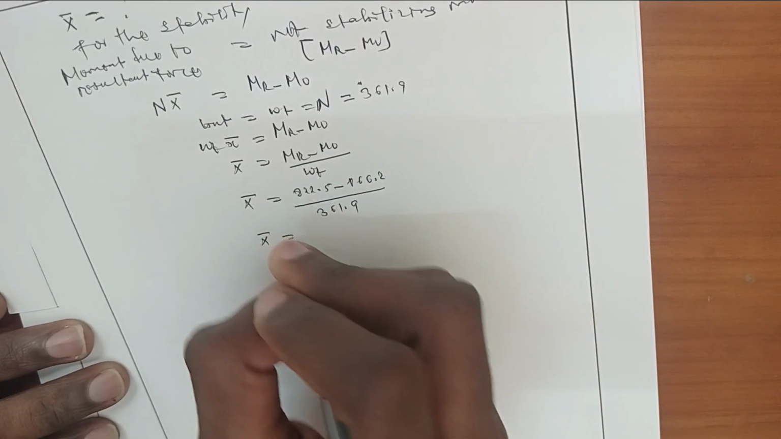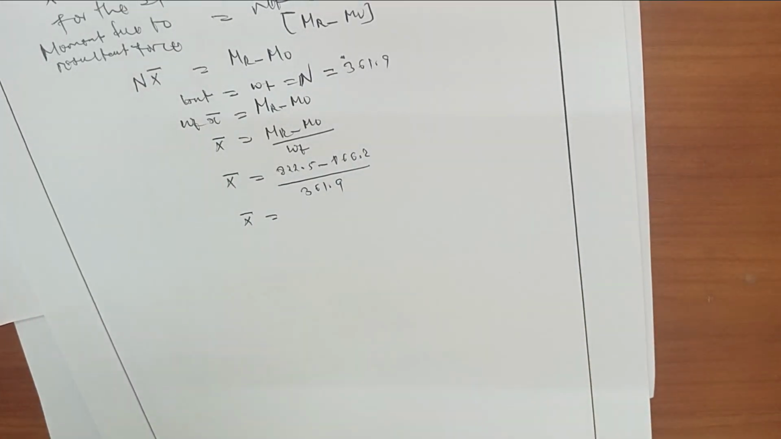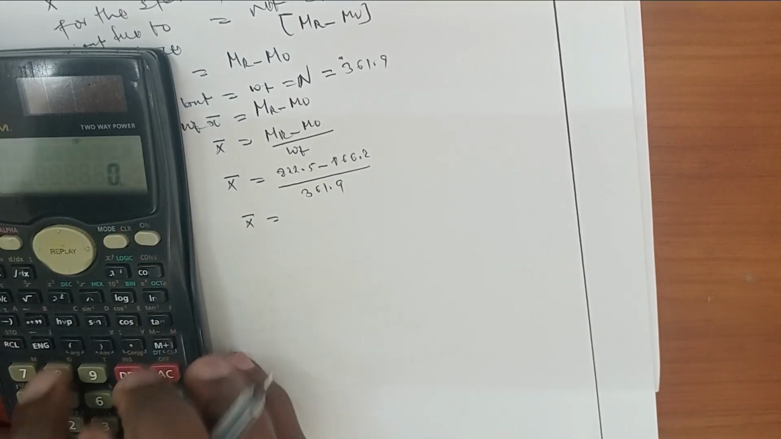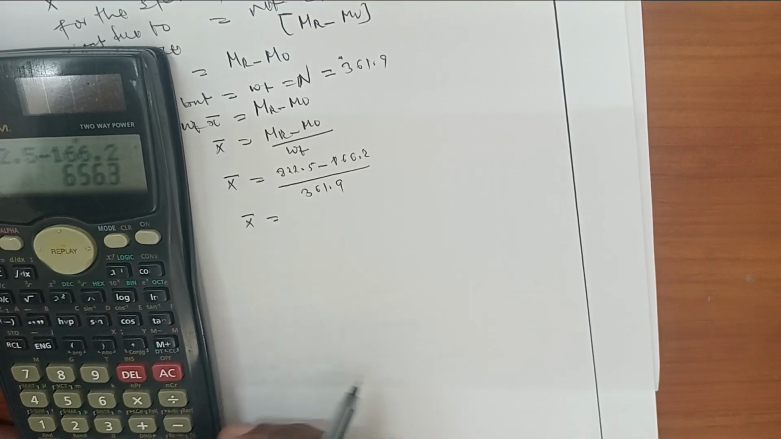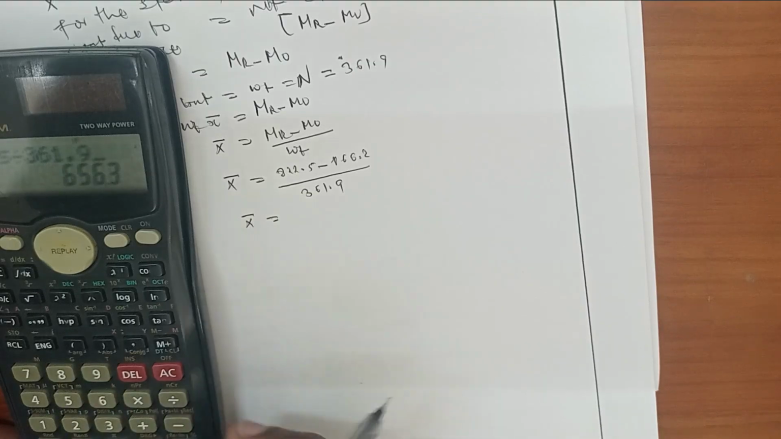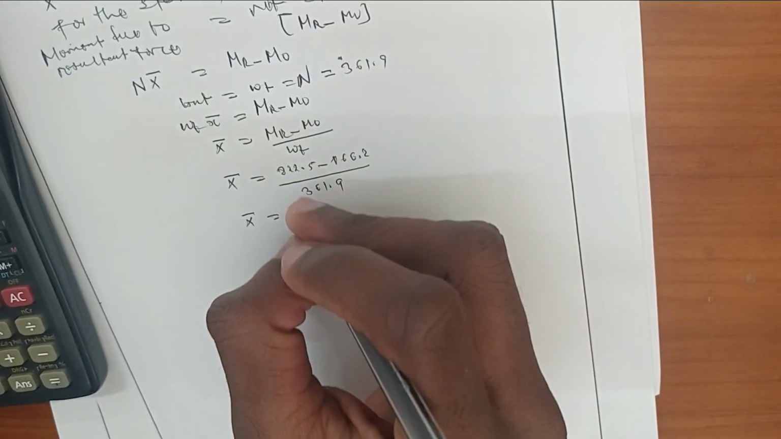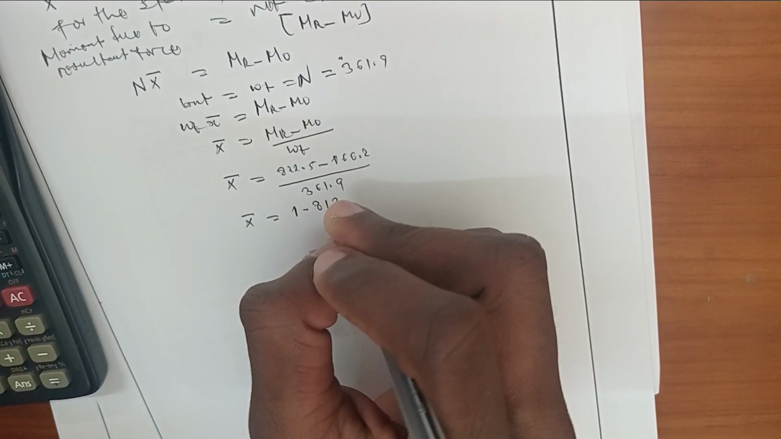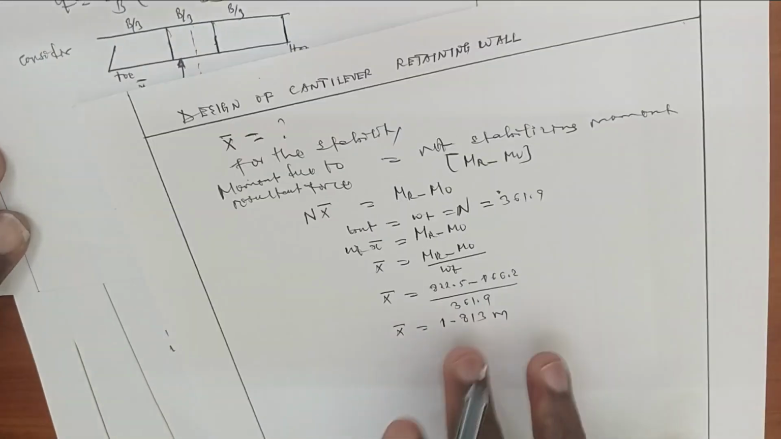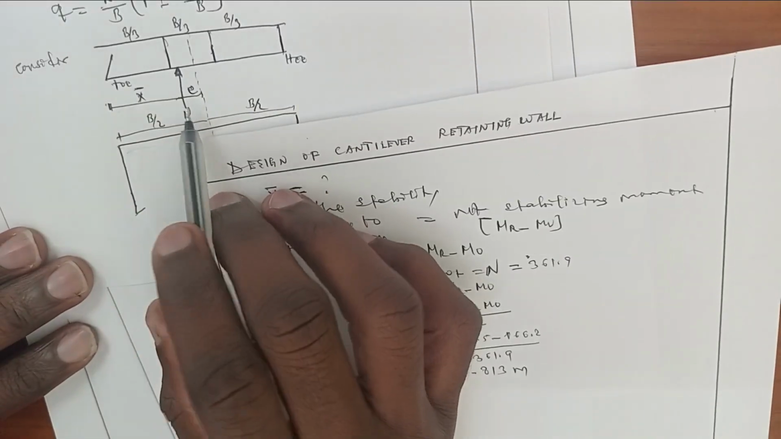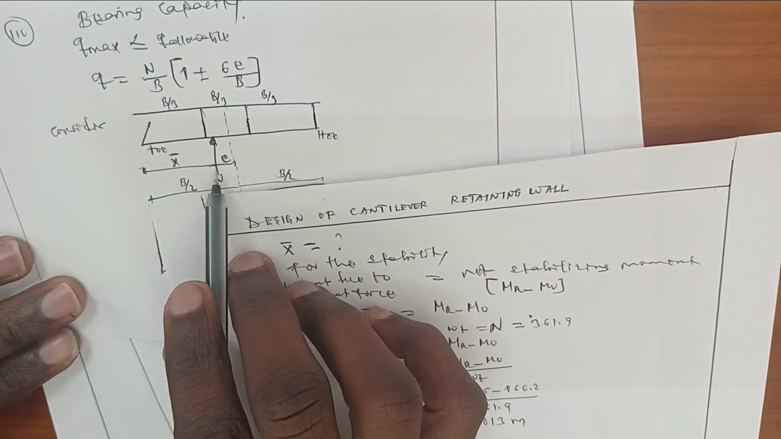Now, the location of the resultant force will be equal to, let's compute, 822.5 minus 166.2 divided by 61.9. It will be equal to 1.813 meter. Next, we determine the eccentricity.